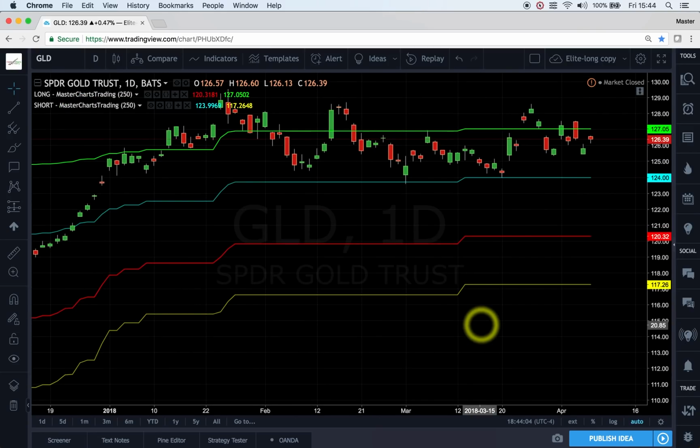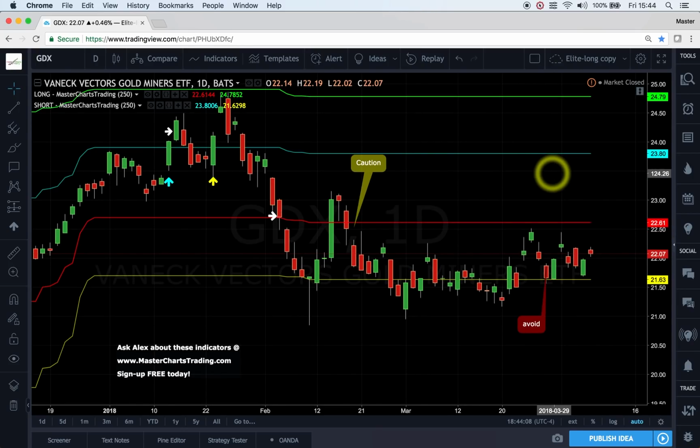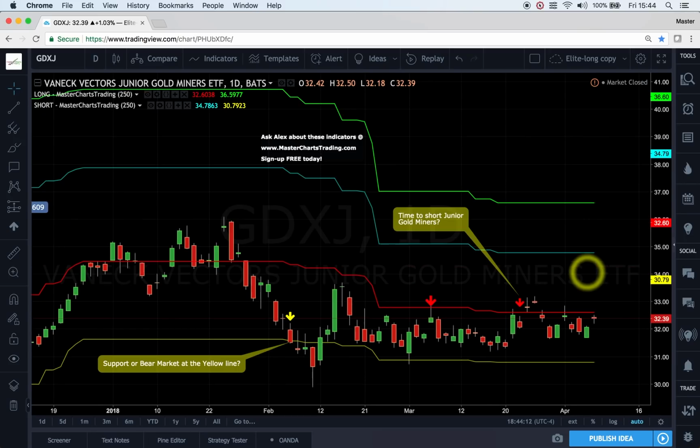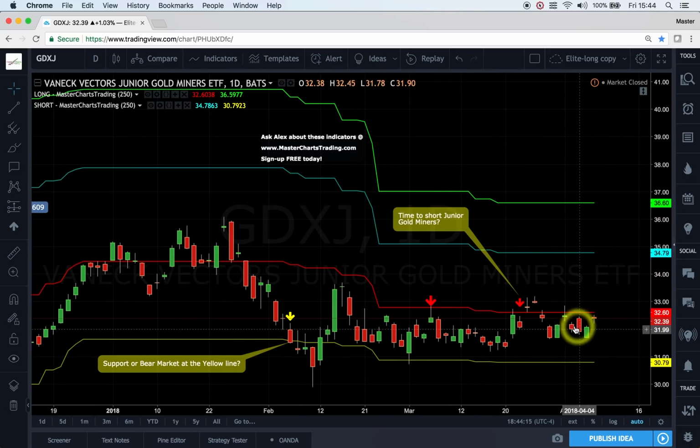I got gold trading near the highs. I got gold miners trading near the lows. Here's gold miners. Here's the junior gold miners also trading near the lows. So not a clear picture, and when something is unclear, it's probably best to stay away from it.